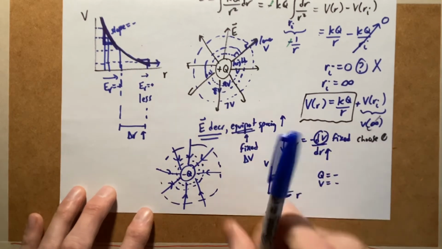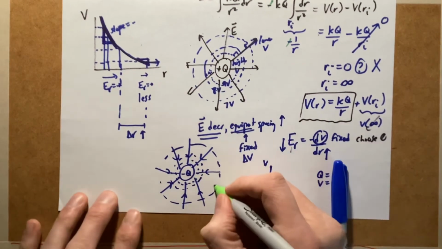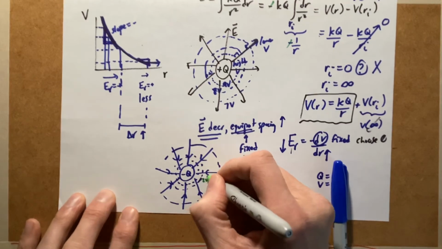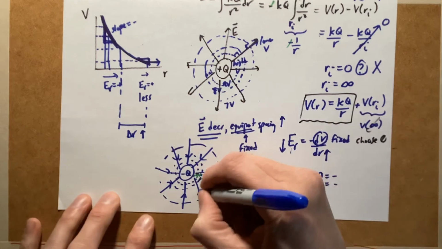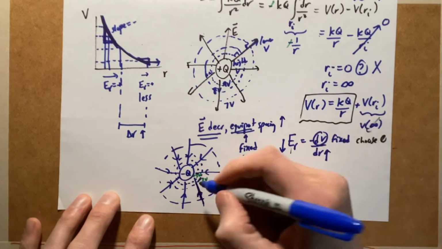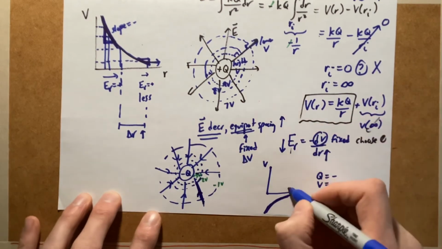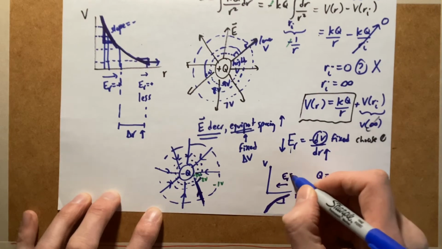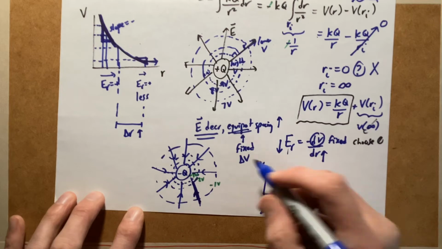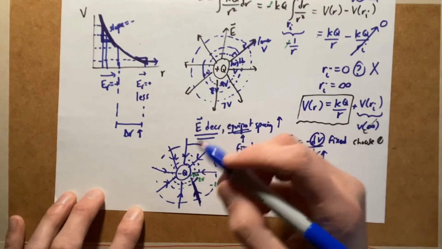So if this were like, I don't know, -1 volt, -2 volts, -3 volts, you can see the electric field is still pointing the way towards lower voltage. Slope is positive, electric field is negative, points the way towards where lower voltage can be found. Electric field always points towards lower voltage.